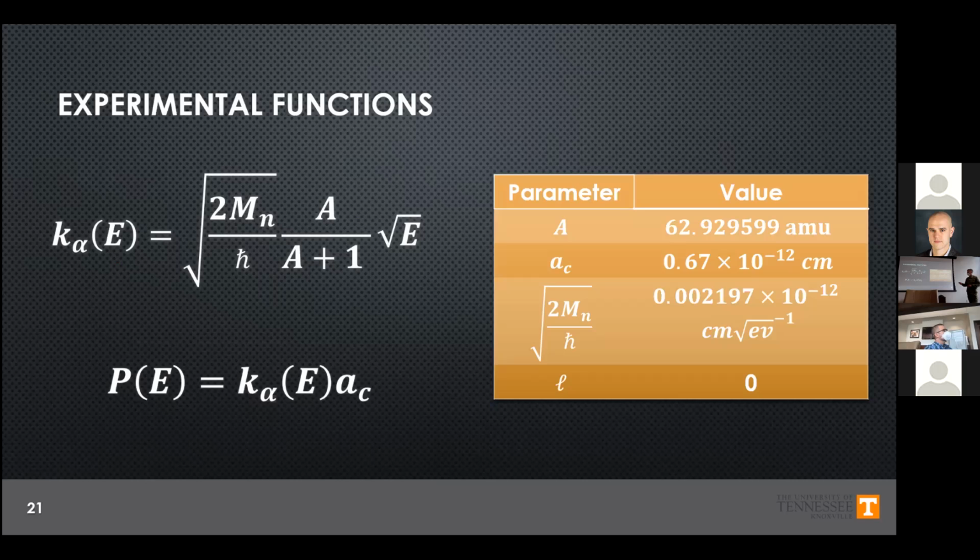This A is the atomic weight, which for copper is approximately 63. Then we have our scattering radius, which is a known value. This constant term is the mass of a neutron over Planck's constant. And then this L is the spin group that we're looking at. This L represents the spin, and right now we're just looking at spin equals 0. But you'll see that L doesn't show up in these equations. What L actually dictates is the form of this penetrability factor. So as you change your value of L, the functional form of penetrability will change.